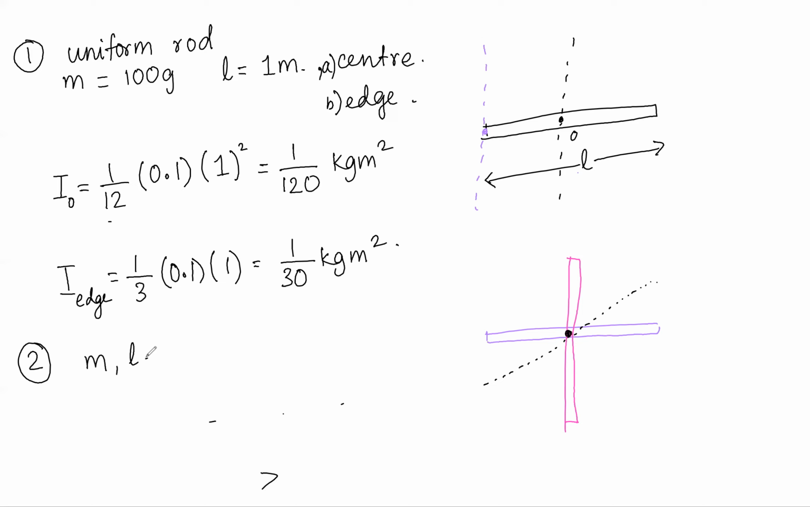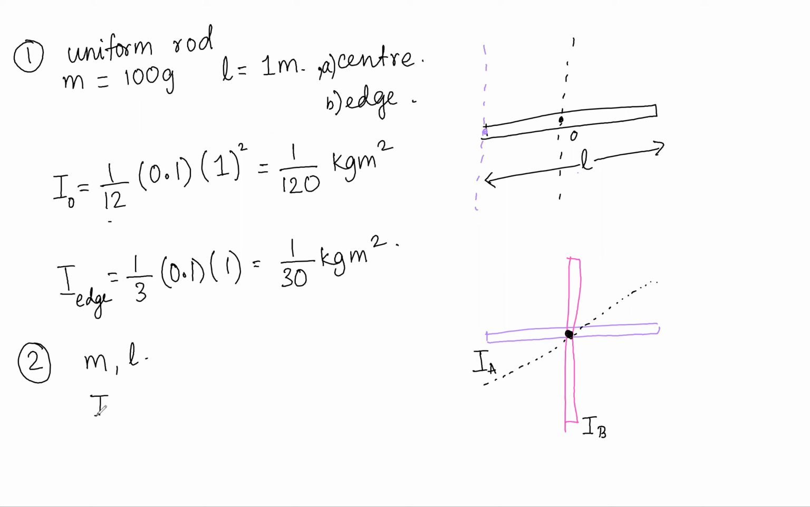Understood? Two identical rods are joined to form a plus sign. Find the moment of inertia of the system if the mass of the rod is m and the length of the rod is L. So how will you do it? One easy way of doing this is to understand that there are two rods. So let's call it moment of inertia of A and moment of inertia of B. There are not two axes. There is only one axis, the center of this thing, and there are two rods.